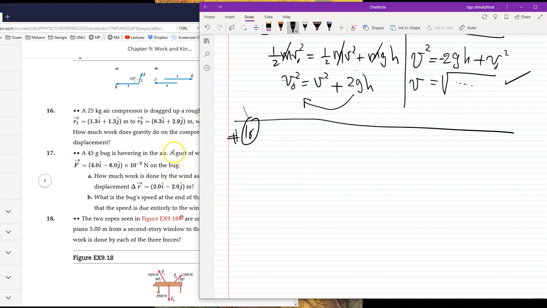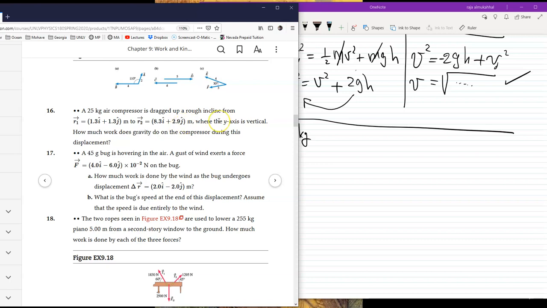He says a 25 kilogram air compressor, so we have a mass of 25 kilograms, is dragged up a rough incline from R1 to R2. You see that?